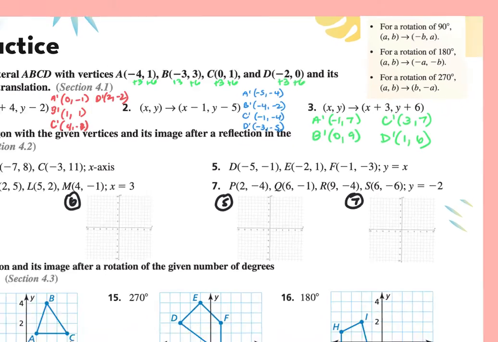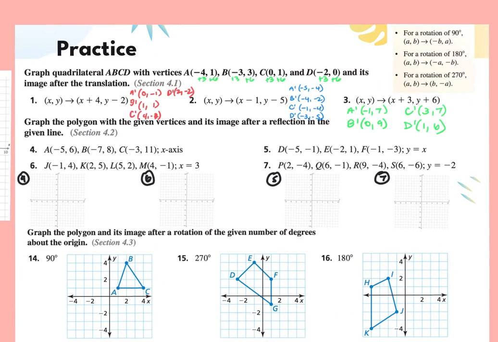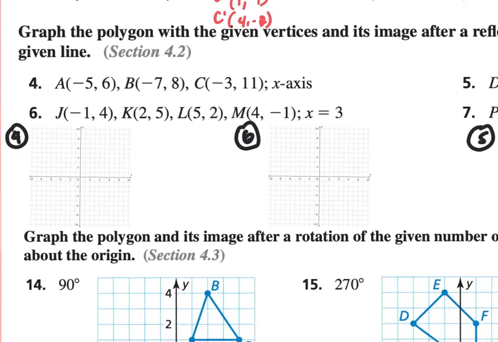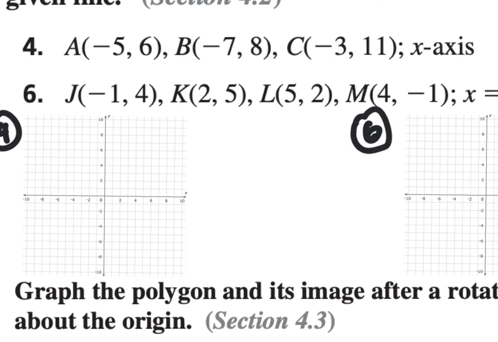All right, then the next one said to graph the polygon and then use the reflection provided over whatever the equation is. So for A, I would do -5, 6. B, -7, 8. C, -3, 11. And it wants you to reflect it over the x-axis.